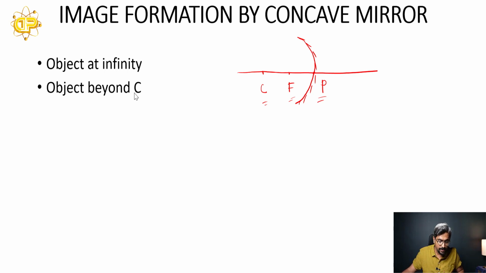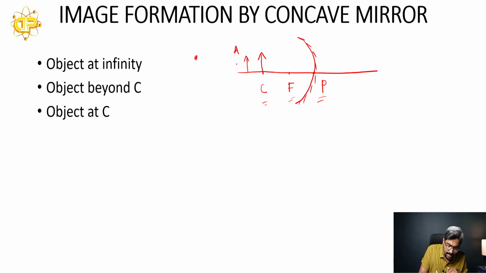Then what we are going to see is the object at infinity, and beyond C, the object is now somewhere here. Then we are going to keep the object at C and see where the image is formed there, say this object named AB.